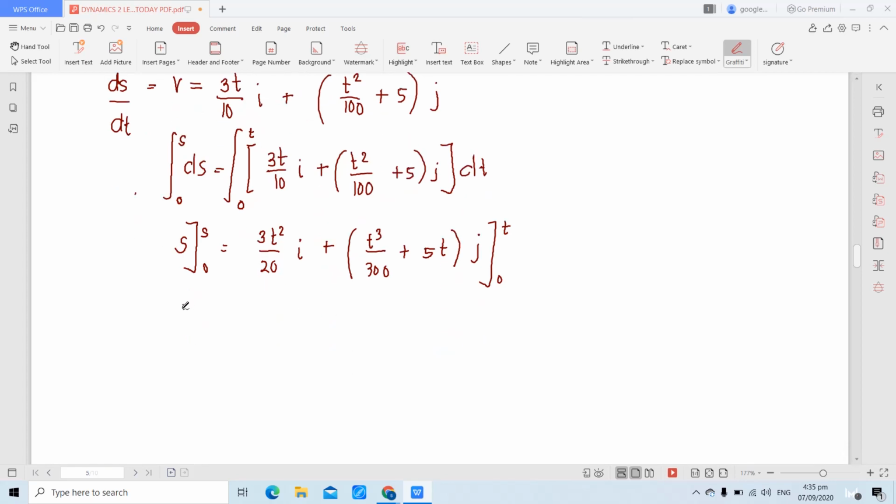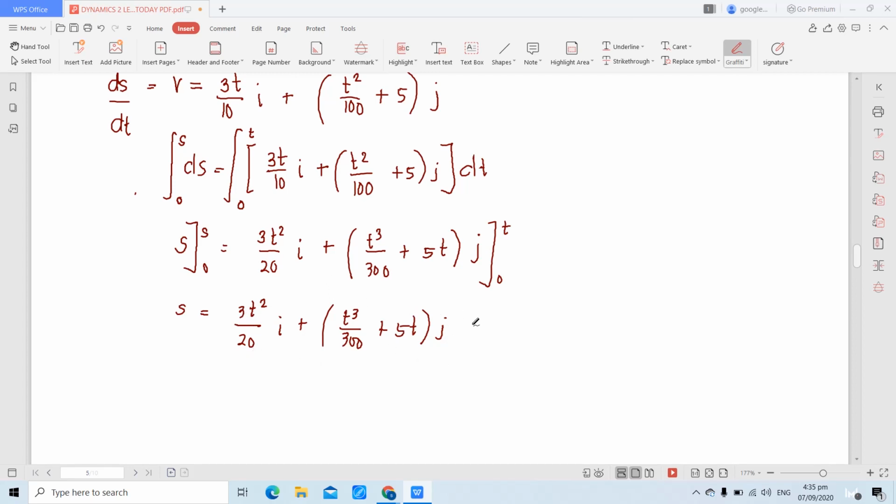Apply now the limits. Okay? So, this will become s minus 0. Huwag na nating isulat yung 0. And then, yung t, magiging t. Walang magbabago. Plus t cube over 300 plus 5t j. Minus, yung time magiging lower limit 0. So, 3 times 0 squared over 20 is 0. 0 cube over 300 is 0. Plus 5 times 0 is 0. So, minus 0. So, hindi natin ulit isusulat. Mapapansin nyo dyan, meron tayong displacement as a function of time t.